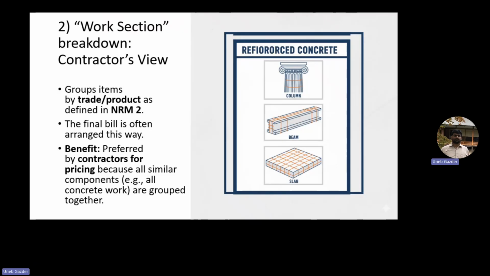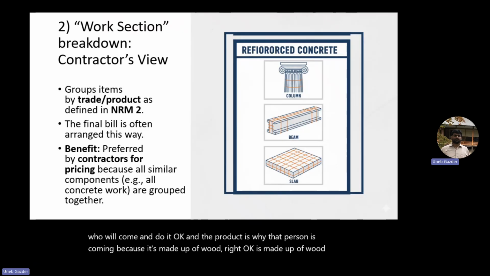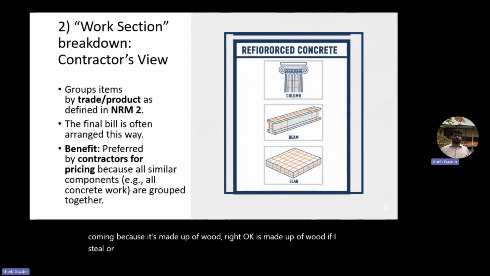So this is the trade. I know who will do it, right? This is called the trade: the person who will come and do it. And the product is why that person is coming, because it's made of wood. If I have steel or electrical wiring, I will call the electrician, right? So these are the trades.